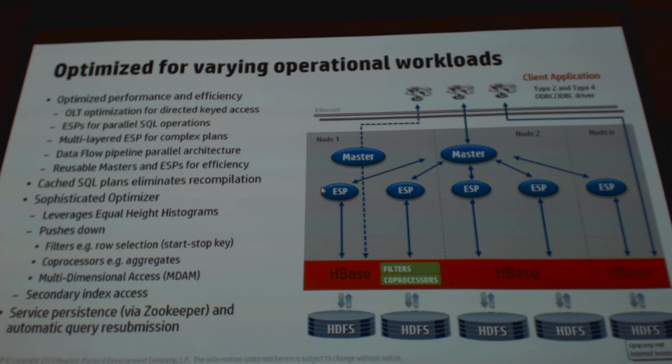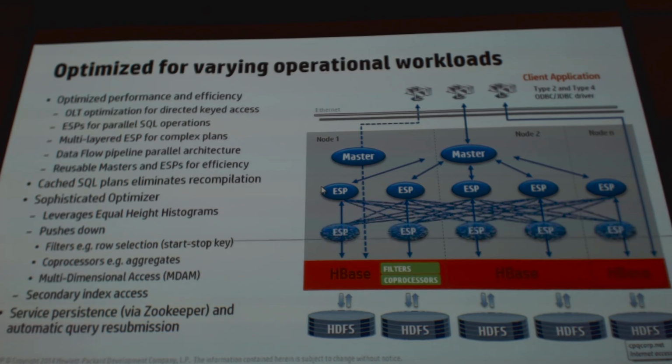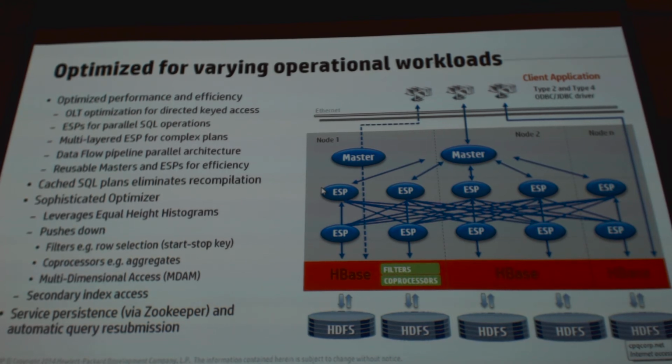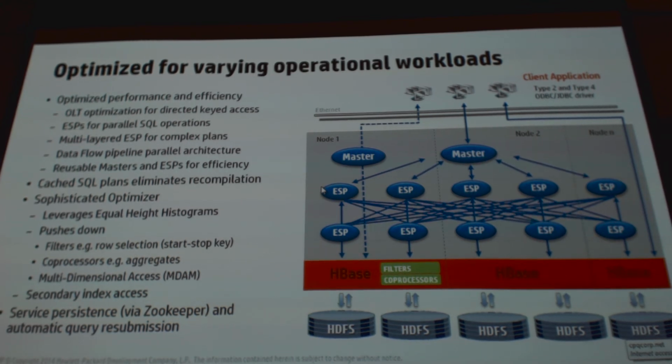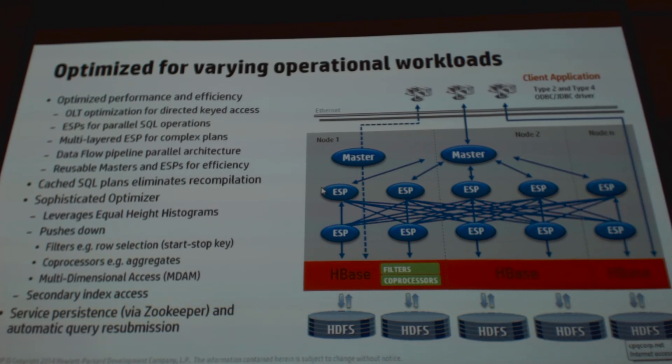Now, in a lot of situations, you have a join happening between two tables that are not co-located, right? And in that case, you have to broadcast, or you have to repartition the table in order to co-locate them to be able to facilitate the join. So we do that with multiple ESP layers. So you can have multiple ESP layers to do that.